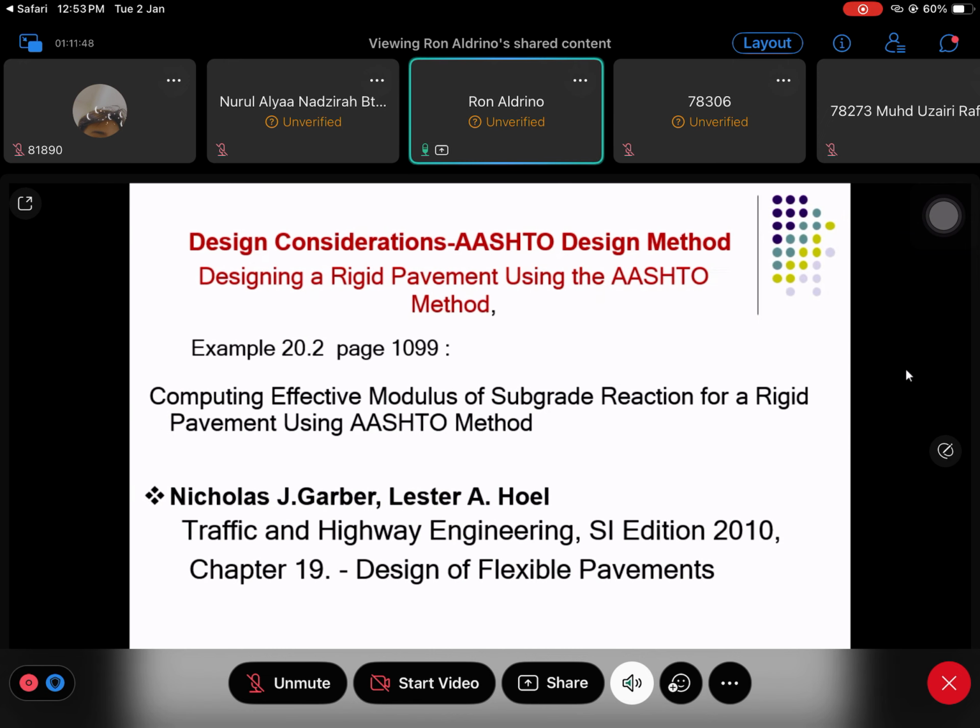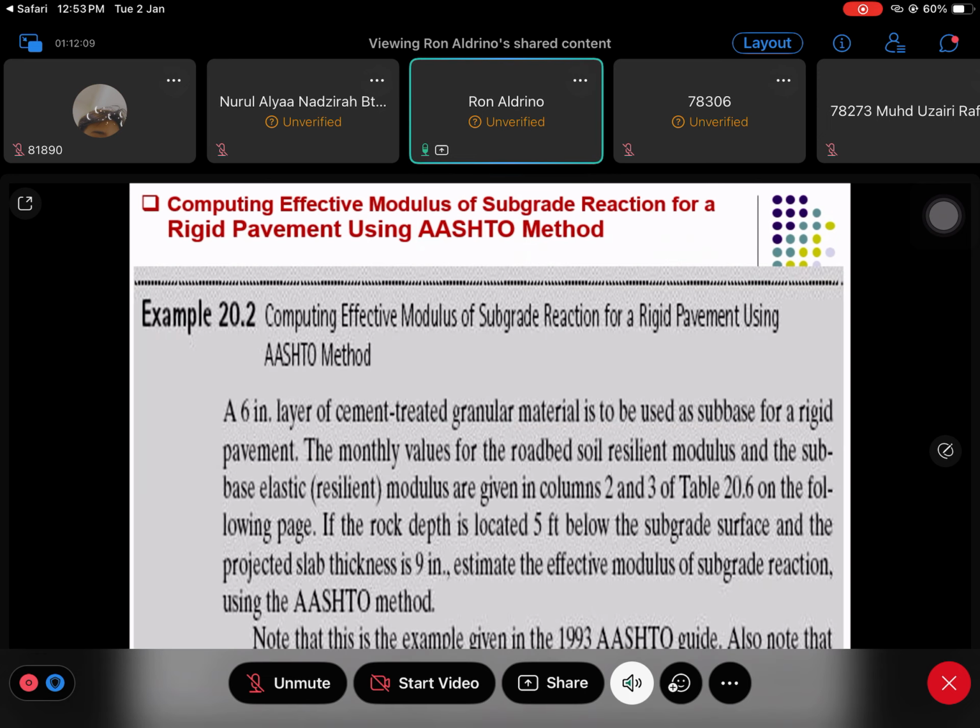Okay, so the design consideration is based on the AASHTO design method, and this example is taken from page 1099. If you bought the book by Nicholas J. Garber or Lester A. Hoel, okay, this is under chapter 19, and you go into the example. Okay, let me go into the example. So how do you compute the effective modulus of subgrade reaction for rigid pavement using the AASHTO method?